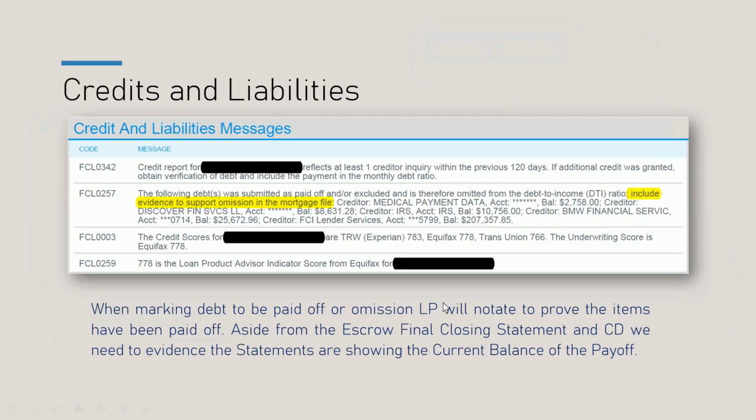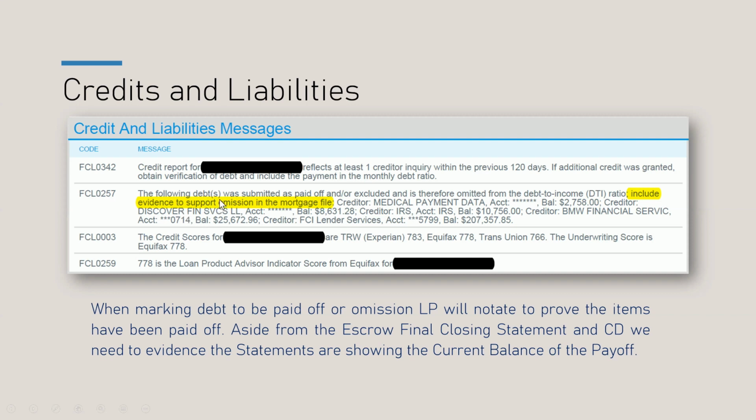Credits and liabilities, again, just like DU, we want to make sure that we're taking a look at what was omitted or to be paid off, because, for instance here, this creditor was omitted on its own because it's medical debt. But if it is a collection, you do have to hit them with a certain percentage. So if it's being paid off outside of escrow and it's a large amount, like here, 25,000, 10,000, we want to make sure these balances are sourced.